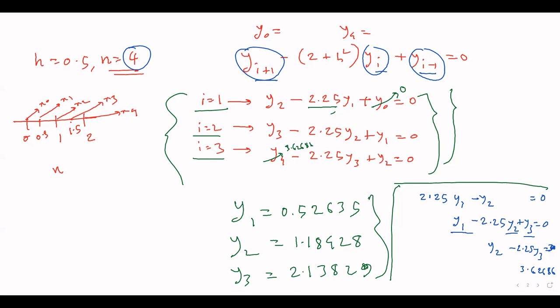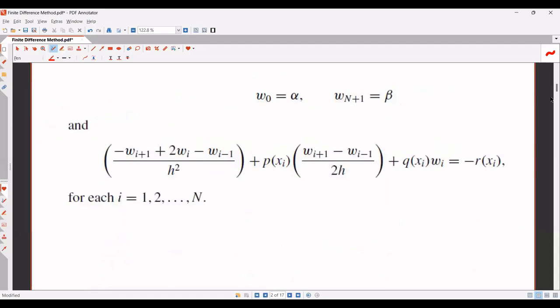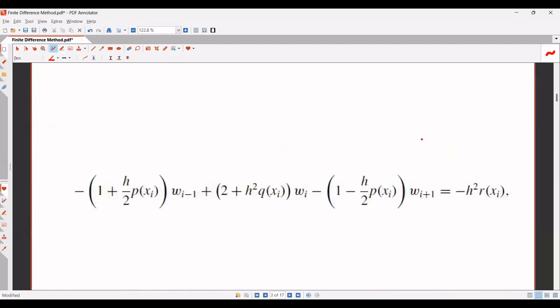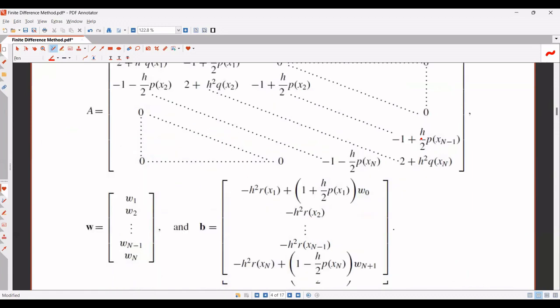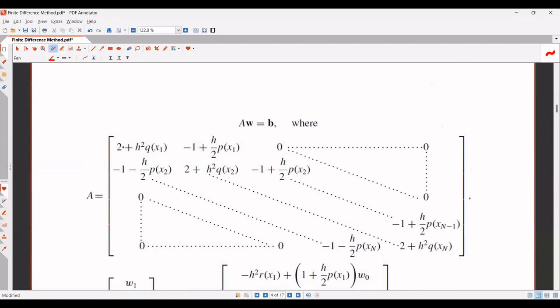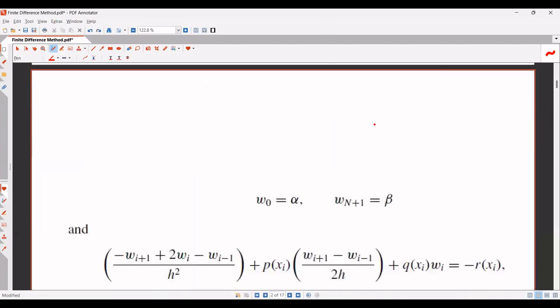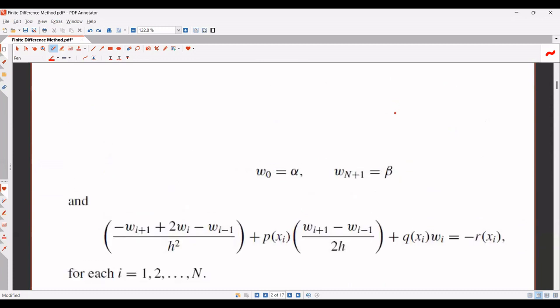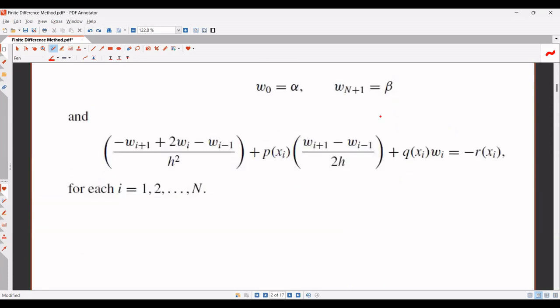Let me go to the PDF. The final system of equations would always end up looking like this if we write it in matrix form. Basically, in the first row, let me show you step by step, actually.